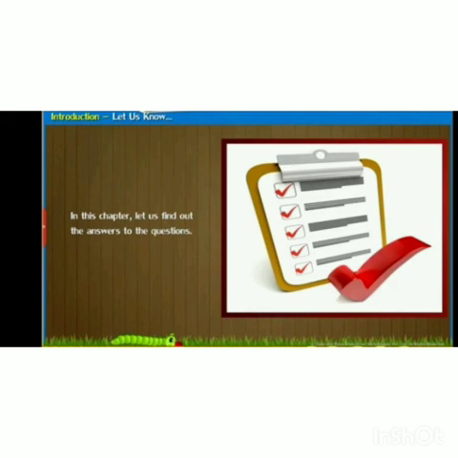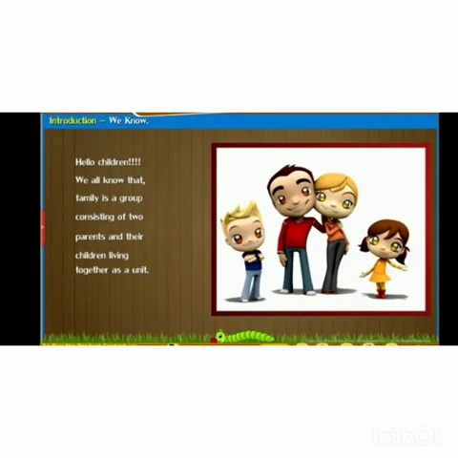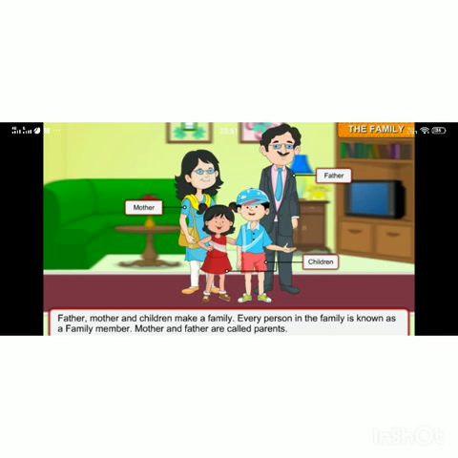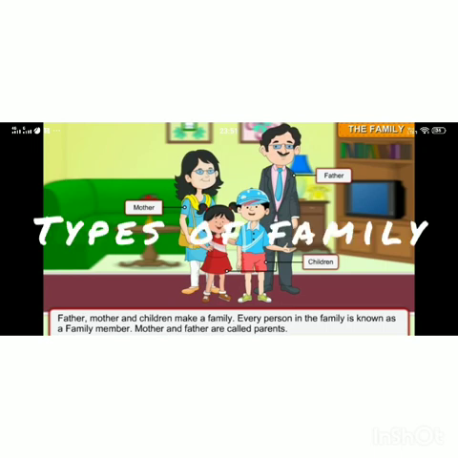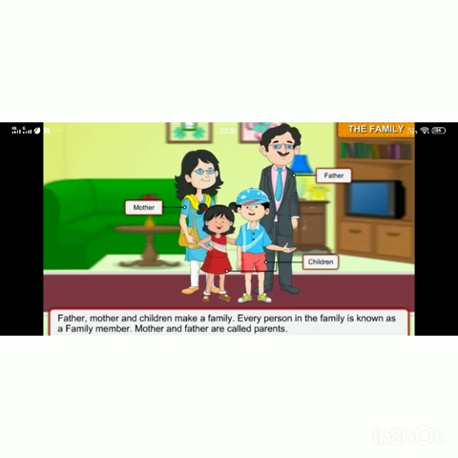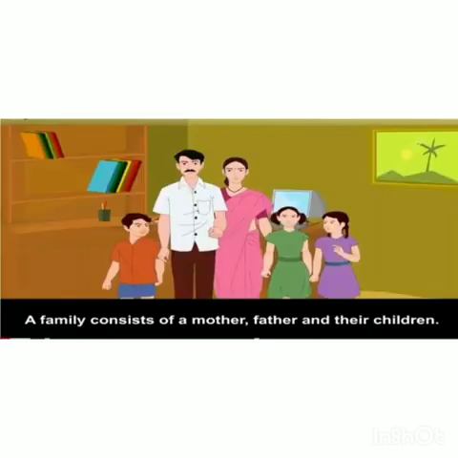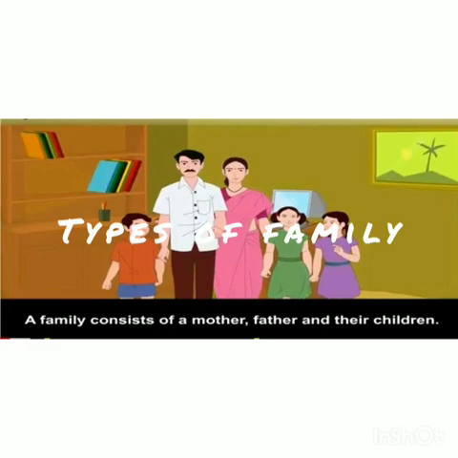This chapter will tell you that we all know family is a group consisting of two parents and their children living together as a unit. Father, mother and children make a family. Every person in the family is known as a family member. Mother and father are called parents. A family consists of a mother, father and their children.